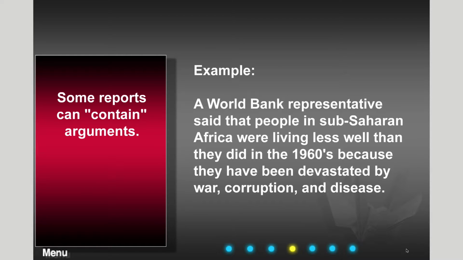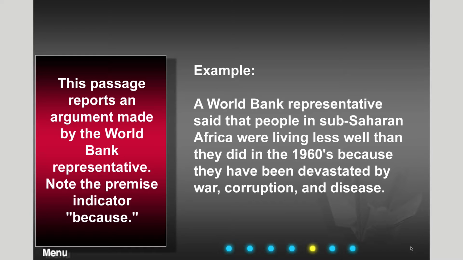But literally reporting. Some reports can contain arguments, and this makes it a little bit difficult. This is where the book attempts to be a little bit tricky to trip you up. "A World Bank representative said that people in sub-Saharan Africa were living less well than they did in the 1960s because they have been devastated by war, corruption, and disease." So in other words, the World Bank representative is giving an argument, but this is a report of an argument. In other words, the author is not giving the argument him or herself. The person is merely reporting it. This passage reports an argument made by a World Bank representative, right?